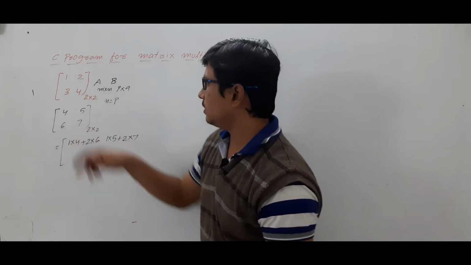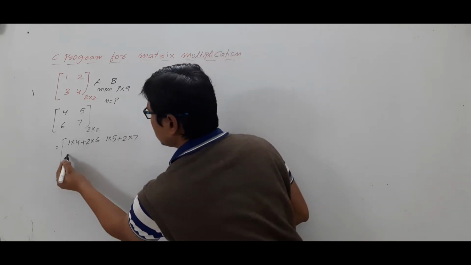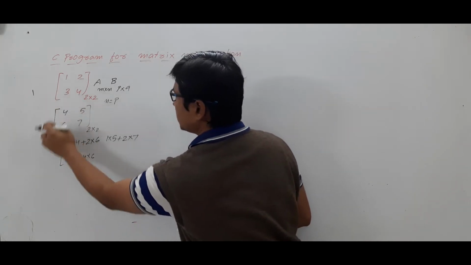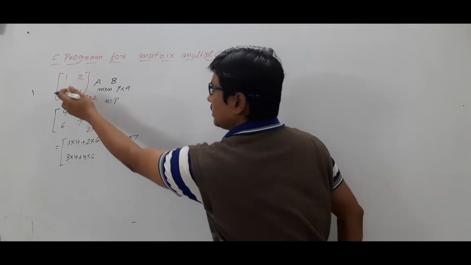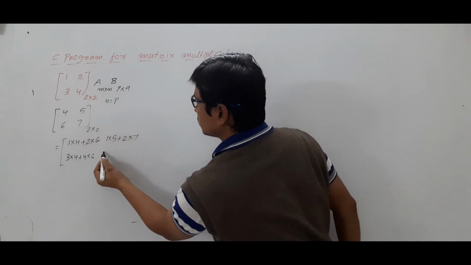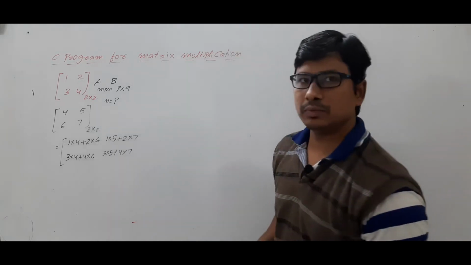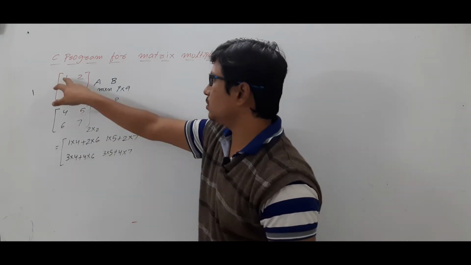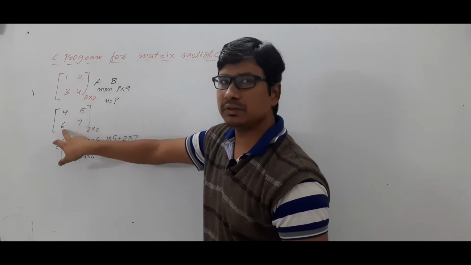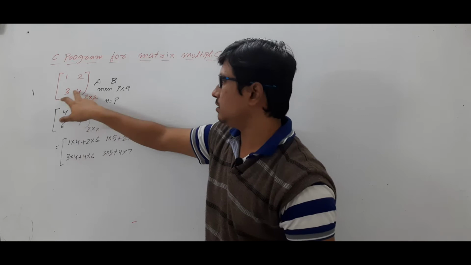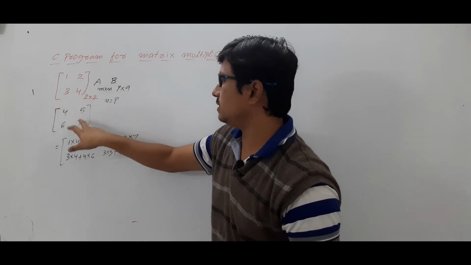Then this row: 3 into 4 plus 4 into 6. This row elements and this column elements. So that's why 3 into 5 plus 4 into 7. Are you able to understand? So each row you need to multiply with these columns: this row with this column, this row with this column.